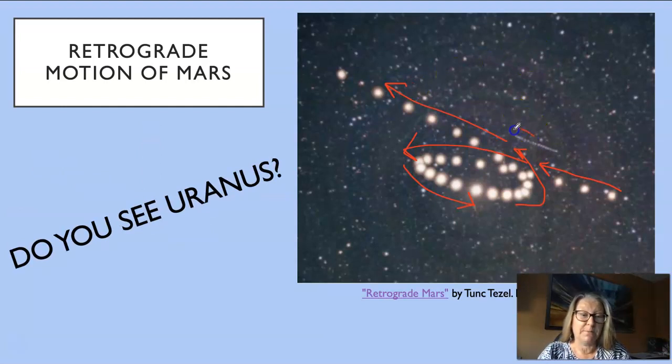Now, if you look carefully, you might see another wandering planet in this picture. It's over here. And this is actually the planet Uranus. Now, the ancient Greeks couldn't see Uranus because you wouldn't be able to see it without a telescope. And the photographer who took these pictures used not only a camera, but a telescope. But in fact, Uranus is also wandering, just like the other wanderers in the night sky.